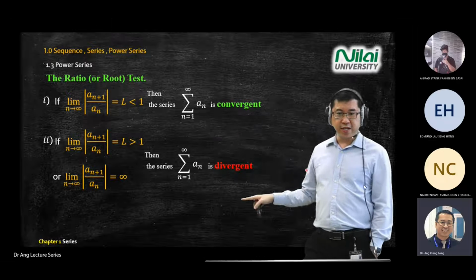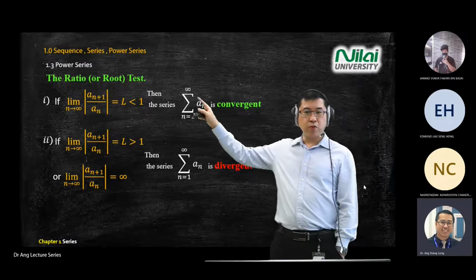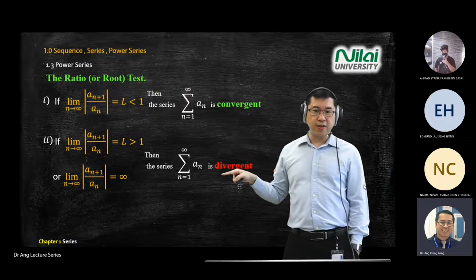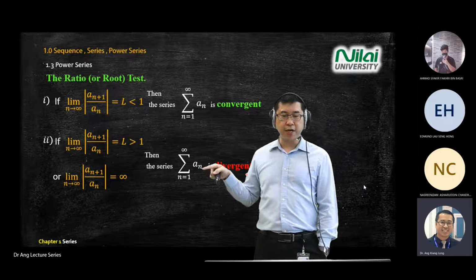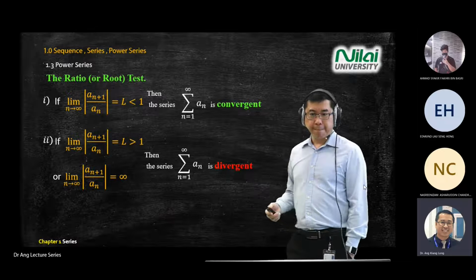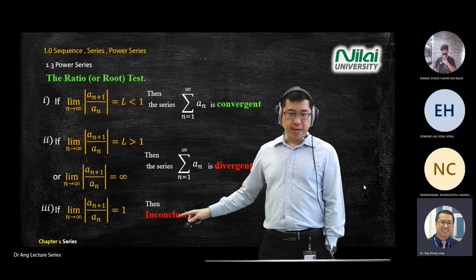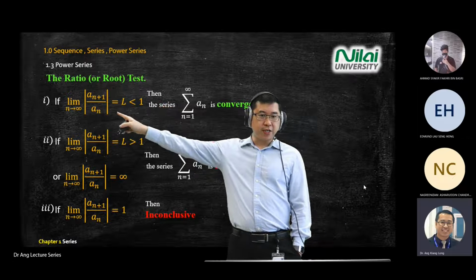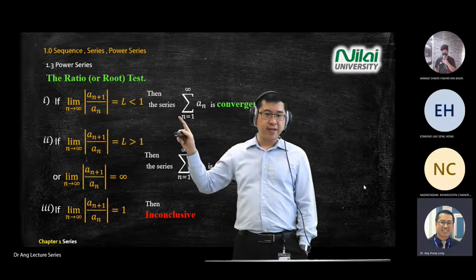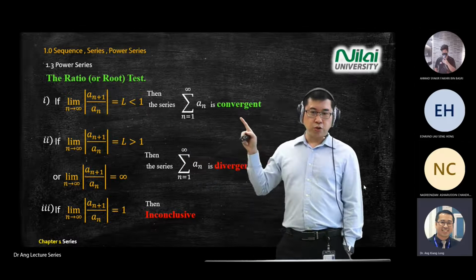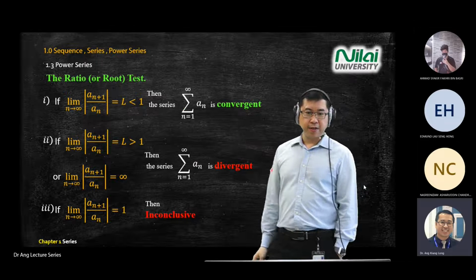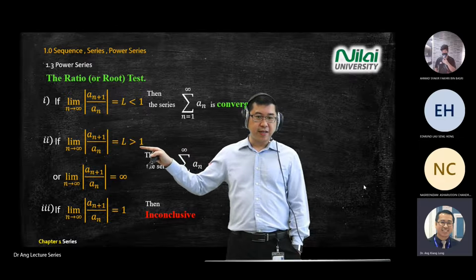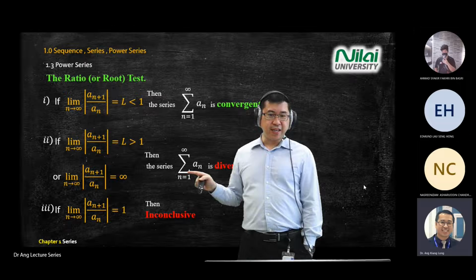This PowerPoint slide here is important when you want to prove whether the power series is convergent or divergent. You can use these rules to help you. This is the third condition. First condition, you use this equation and you get less than 1. If the number is less than 1, sure it will be convergent. You use this equation, you get more than 1, you get infinity, it is divergent.